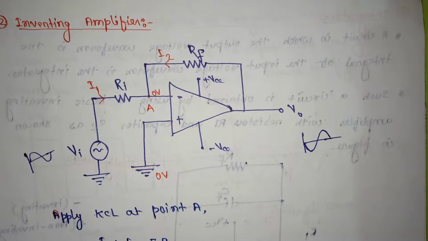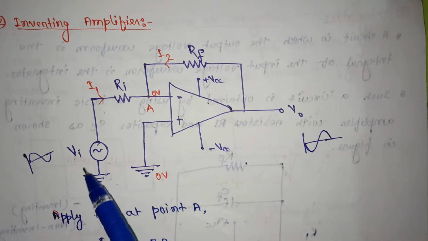Today I am going to discuss the second application of the operational amplifier, that is the inverting amplifier. In the last class we discussed the non-inverting amplifier and derived the formula for the gain, that is the output voltage by input voltage. Similarly, we have given the circuit diagram for the inverting amplifier.